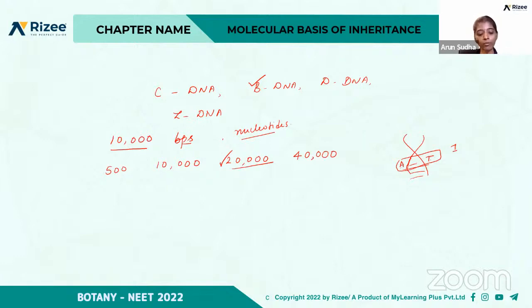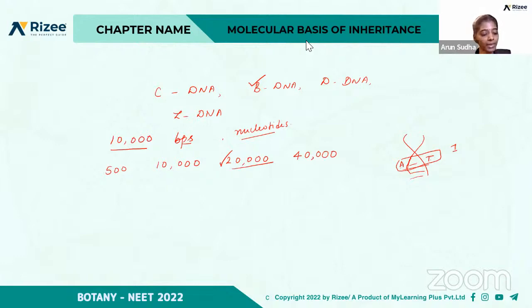Double helix model of DNA is proposed by Watson and Crick, Schleiden and Schwann, Singer and Nicolson, Kornberg. So the correct answer is A, Watson and Crick.